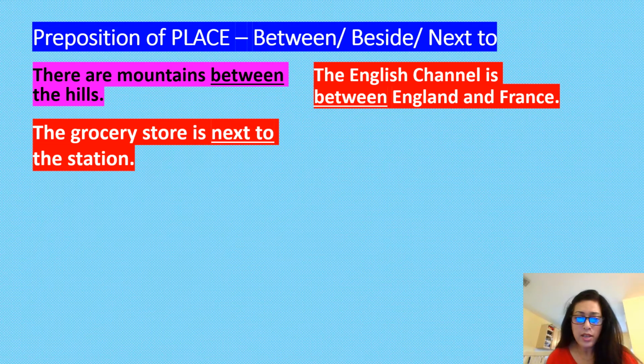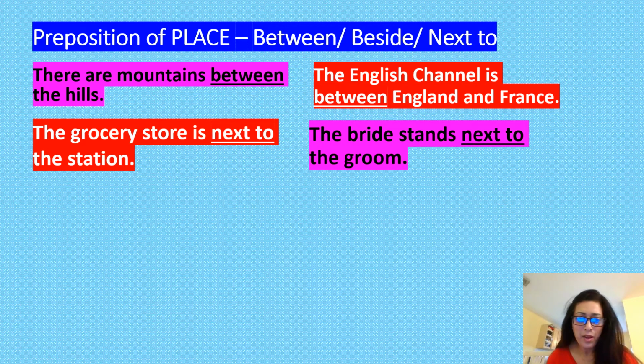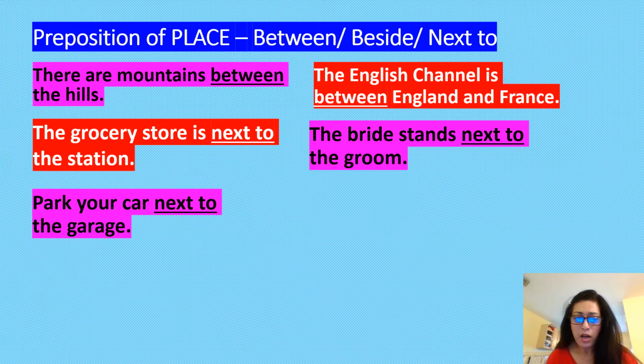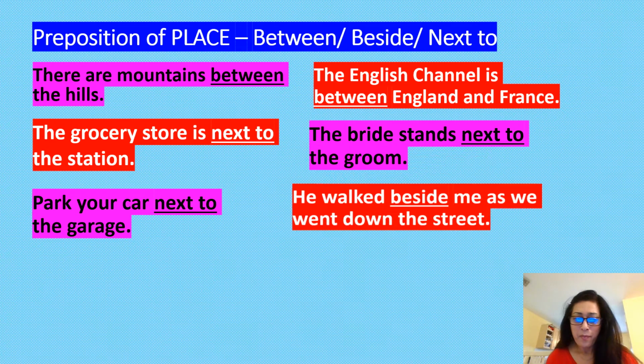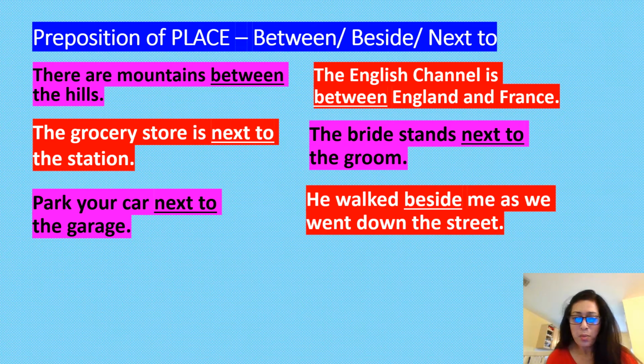Now we use next to and beside, it means the same. It usually refers to a thing that is at the side of another thing, like the grocery store is next to the station, the bride stands next to the groom, park your car next to the garage. He walked beside me as we went down the street.